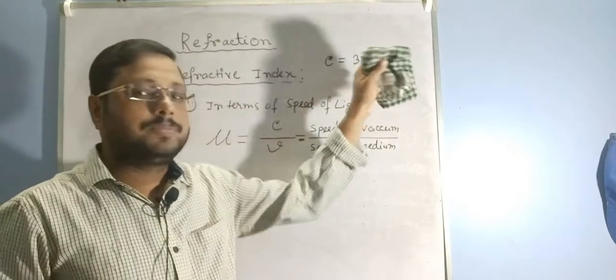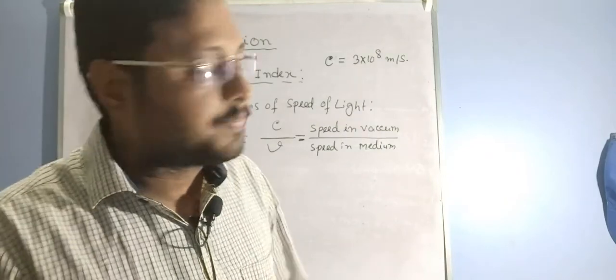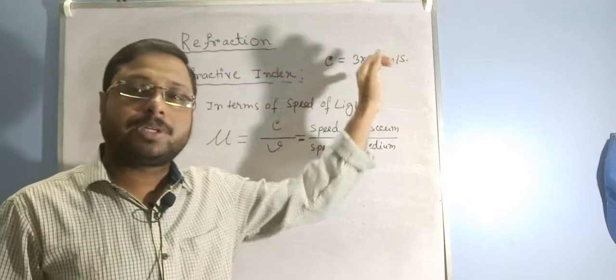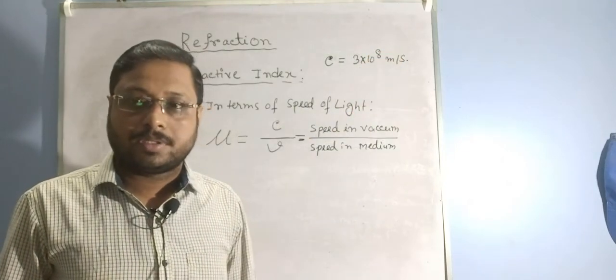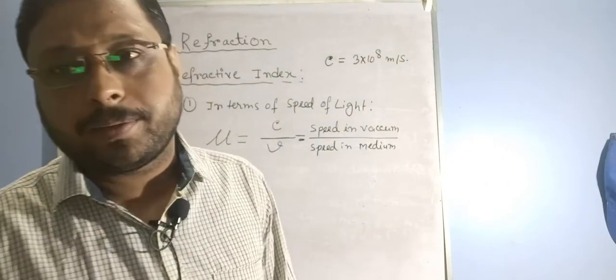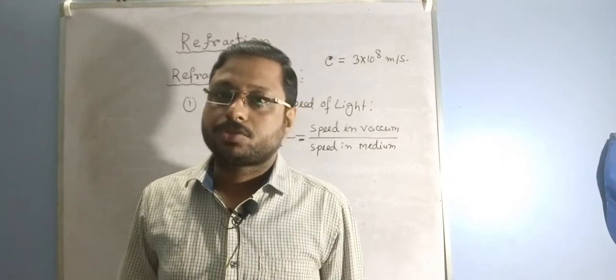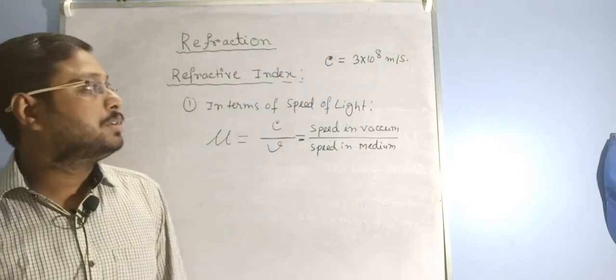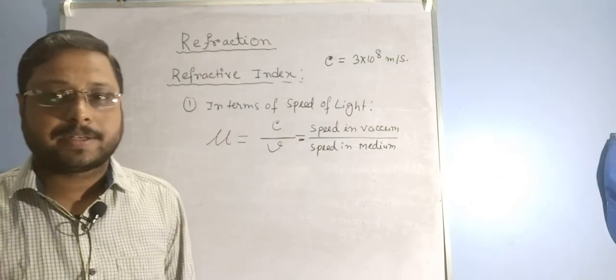ये जो स्पीड ऑफ लाइट है वैक्यूम में, इसका जो मान है इसको हमको याद रखना पड़ेगा. कभी कभी क्वेश्चन में ये नहीं देता है, सो वी कैन पुट इट एज 3 into 10 to the power 8 मीटर पर सेकेंड.